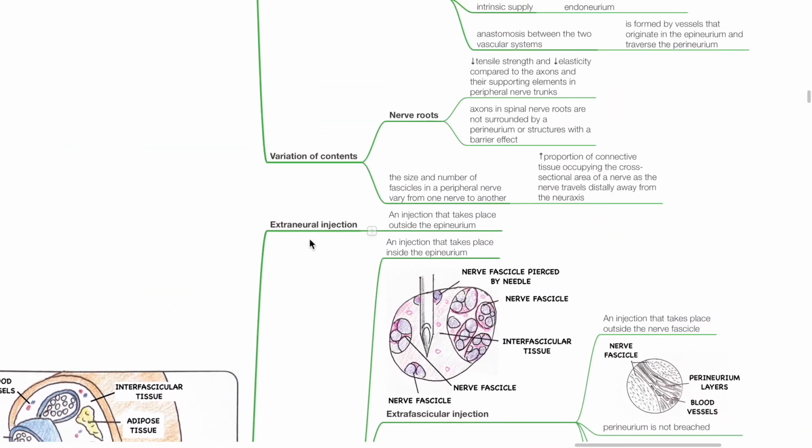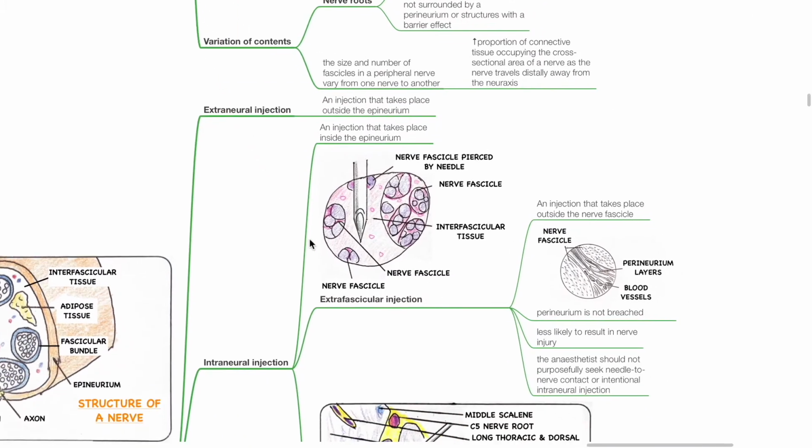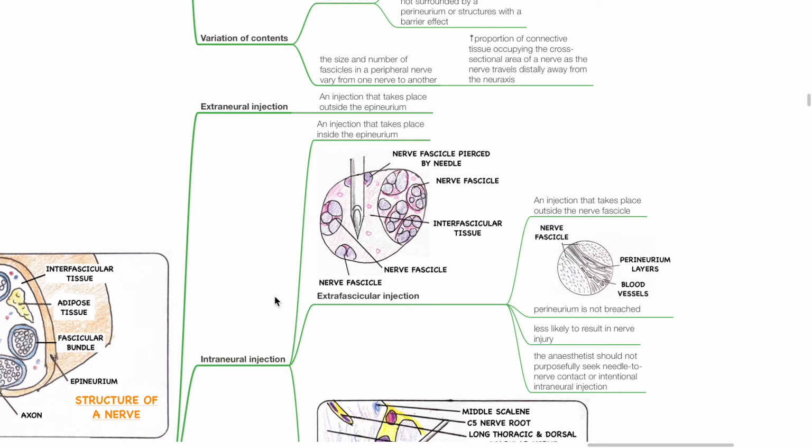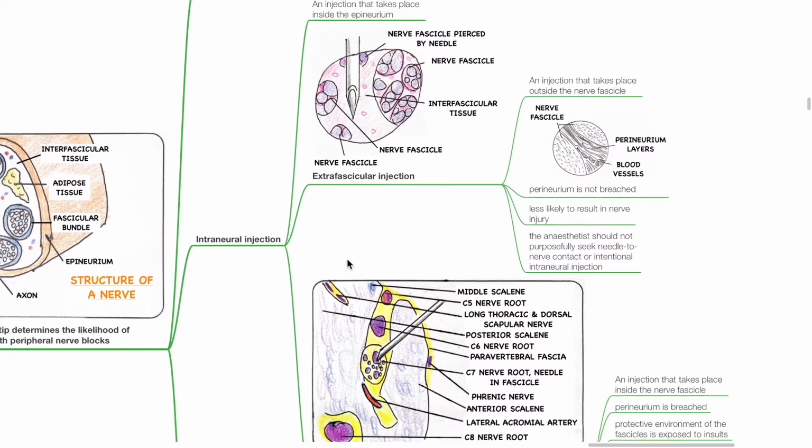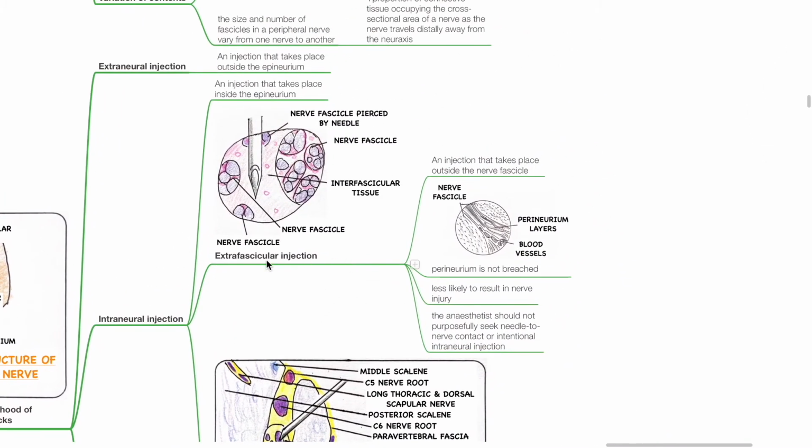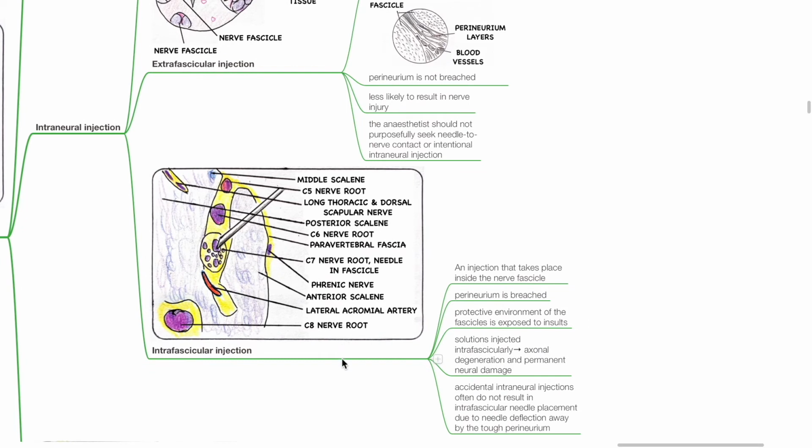blocks. An extraneural injection is an injection that takes place outside the epineurium. An intraneural injection is an injection that takes place inside the epineurium, which can be extrafascicular or intrafascicular. An extrafascicular injection is an injection that takes place outside the nerve fascicle. The perineurium is not breached. An extrafascicular injection is less likely to result in nerve injury. However, the anesthetist should not purposefully seek needle-to-nerve contact or intentional intraneural injection.